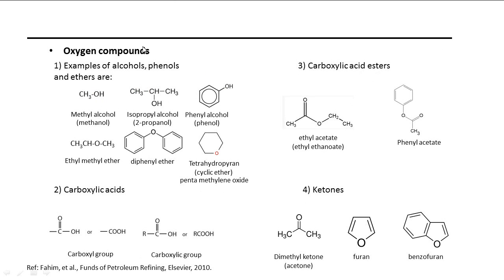Oxygen compounds can be found in different forms, for example, alcohols, phenols, carboxylic acid, ester, ketones, like this. And of course, some of these act acidic, which is not good for the downstream process, so they also need to be removed.